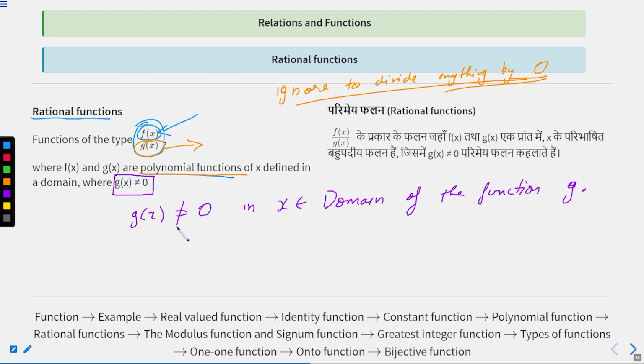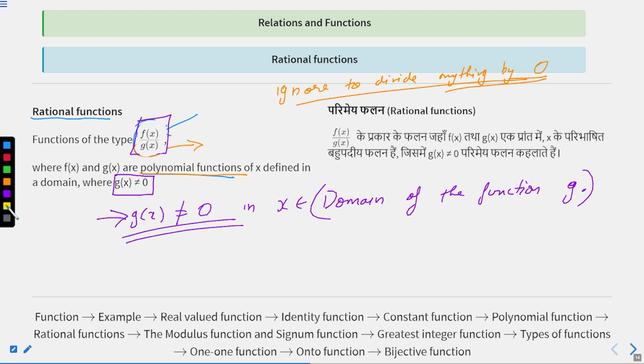Okay, I hope that it is clear to you. If it becomes 0, then what will happen? It cannot be defined. But we need a well-defined thing over here. So that's why we restricted our g(x) like this.